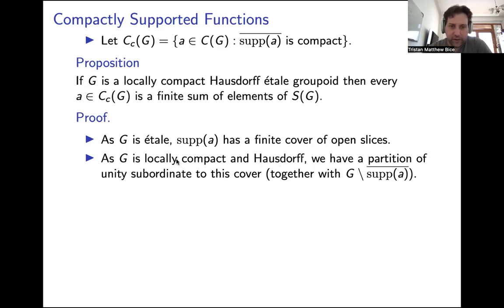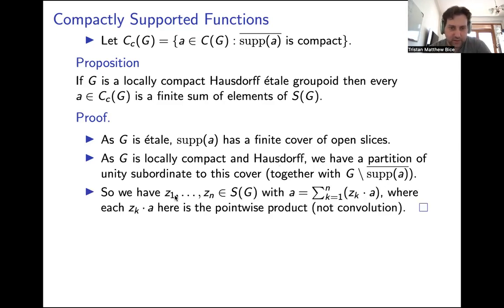So we have our cover of the closure of the support of A, and we can cover the whole of G by just adding in the complement. Then we get this partition of unity. In particular, what this means is that you have these functions, Z1 to Zn, some finite collection of functions, because it's a finite cover of open sets, who each have support in this open cover. And these open sets are, in particular, slices. So these functions will be complex valued functions with slice supports.